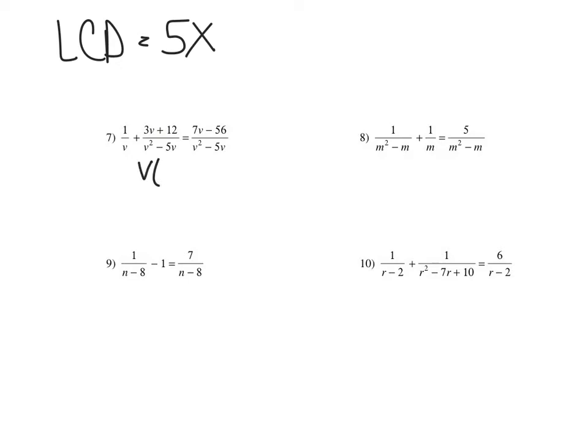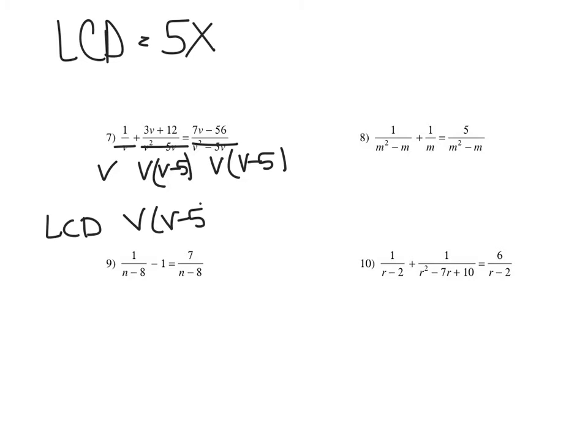I can GCF, I can pull out a v. I've got my v minus 5. And on this one I can also pull out a v and I have v minus 5. I'm going to rewrite that. And this guy still has a denominator of just v. So as I look at the monomial, the one term, I need a v here. And notice they all have a v, which is awesome. And then I need the binomial v minus 5. So I'm going to say my least common denominator is a v and a v minus 5.